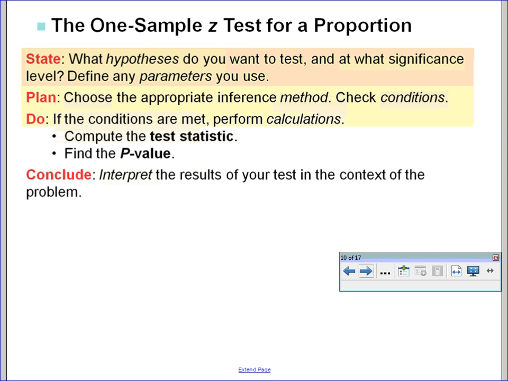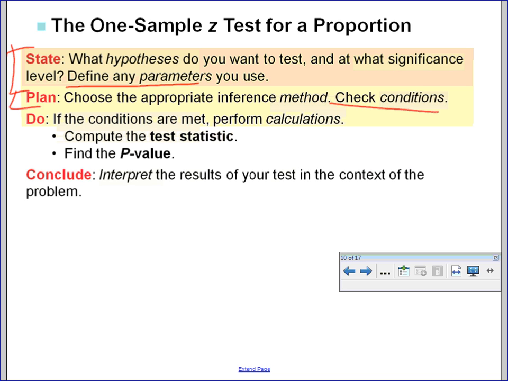So, here is the process. When you do a one sample z-test for proportion, you're going to state your null hypothesis and define your parameter. Then you are going to state your inference method, and you are going to check the conditions. Then you are going to compute the statistic and compute the p-value. And then lastly, you are going to interpret the results of your test in context of the problem.